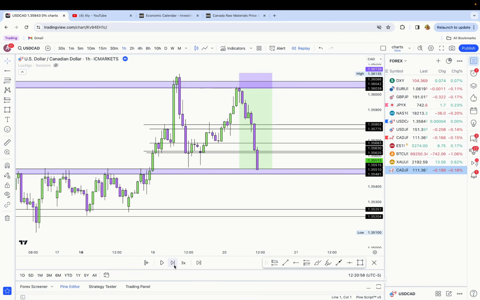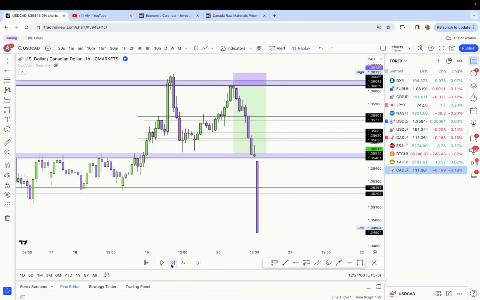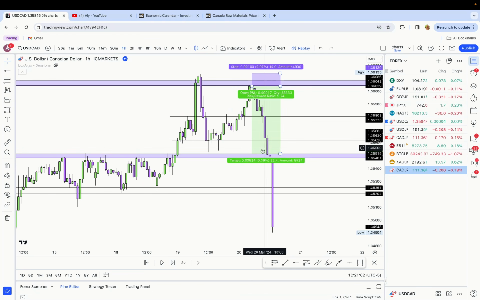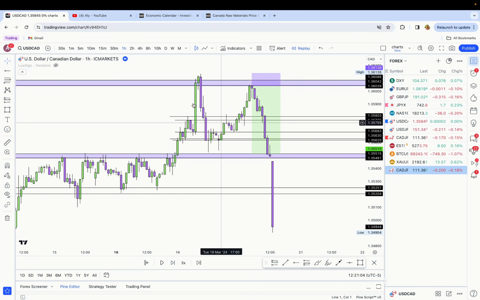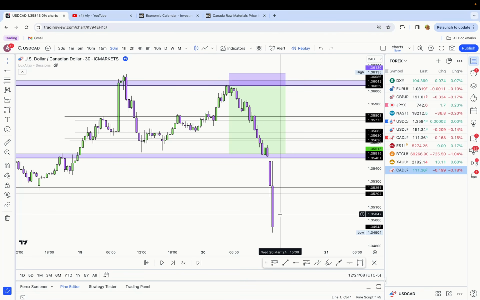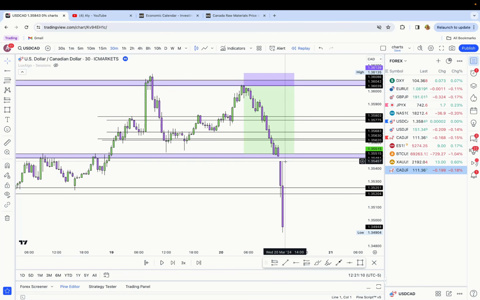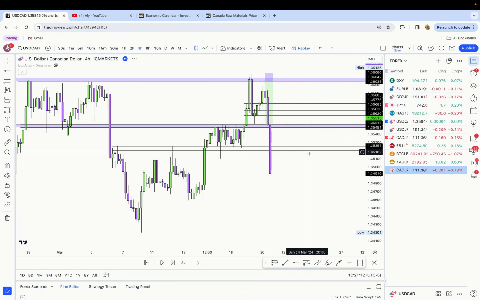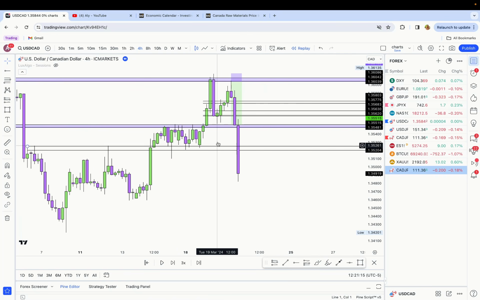All right. Oh, wow. That was fast. Okay. So it ends up breaking below. So it ends up correcting a little bit and then it ends up tanking. All right. So looking at the 4 hour time frame, we can kind of see our levels here.